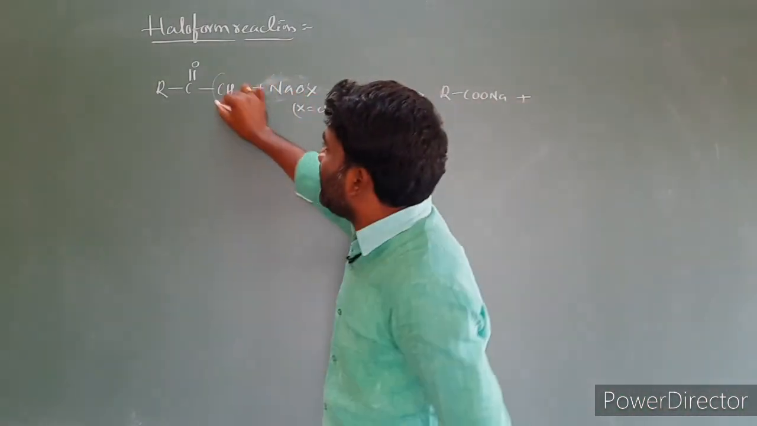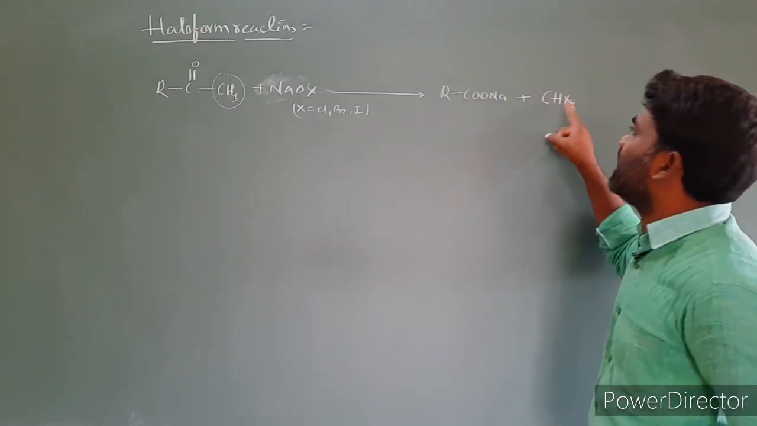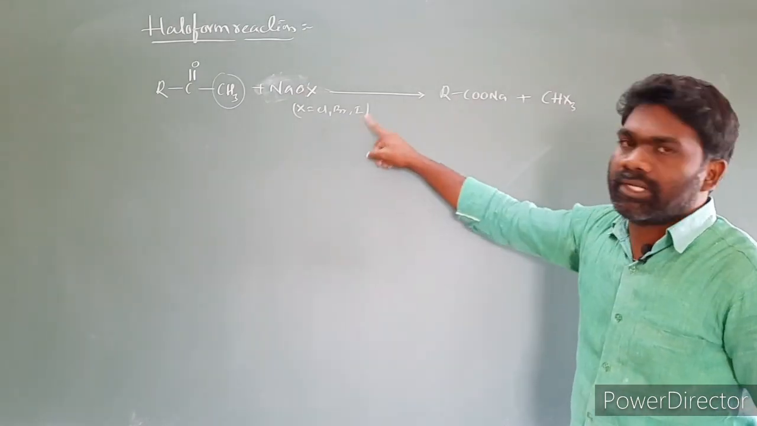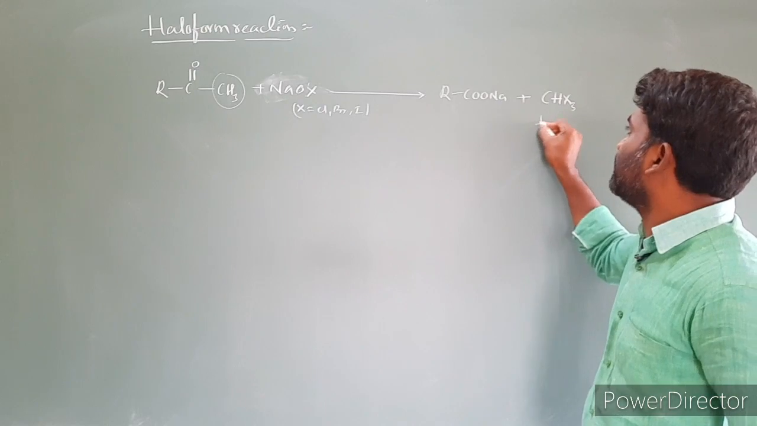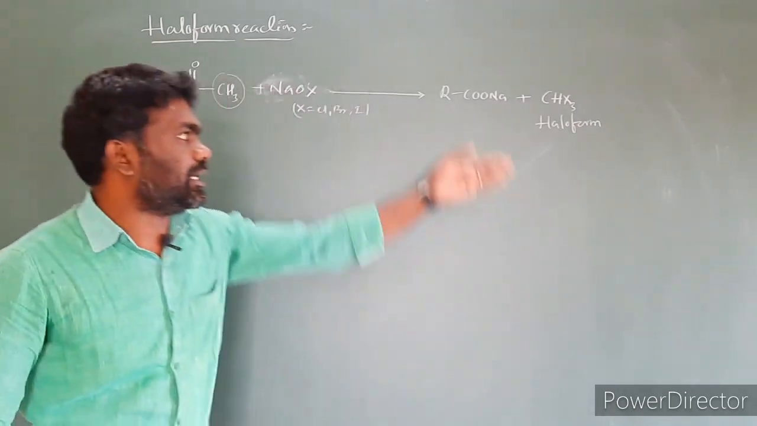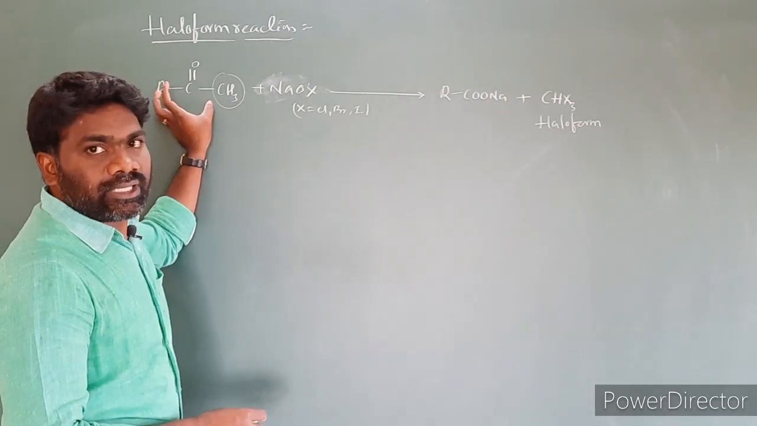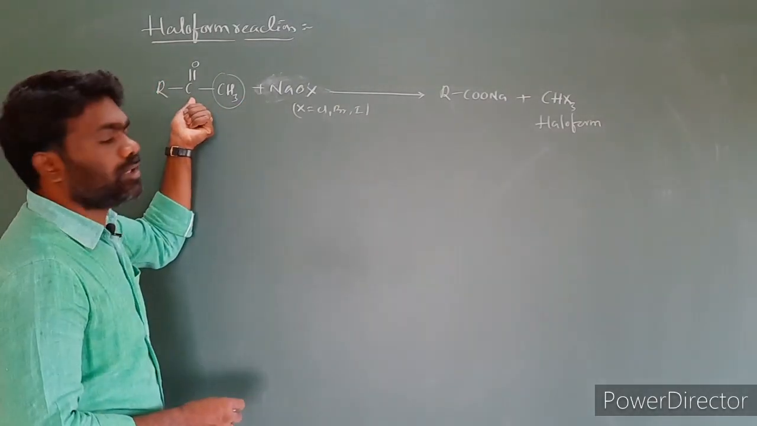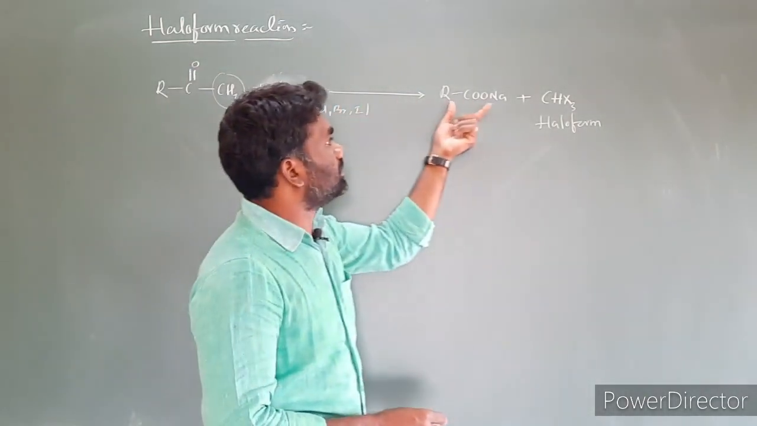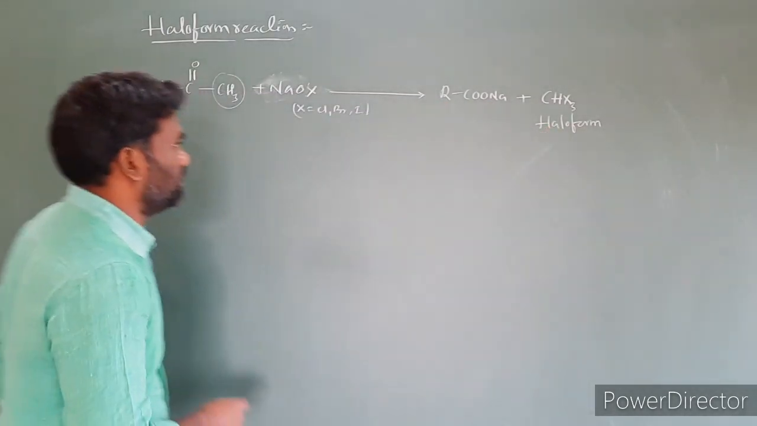Plus this methyl group is converting into haloform, CHX3. This may be CHCl3 if you take chlorine, CHBr3 if you take bromine, CHI3 if you take iodine. This is what we call a haloform. So haloform is formed in the reaction; this is the haloform reaction. Let us write the statement: aldehydes and ketones having at least one methyl group linked to the carbonyl carbon are oxidized by sodium hypohalite to the corresponding sodium salt of carboxylic acids, and the methyl group is converted to haloform.